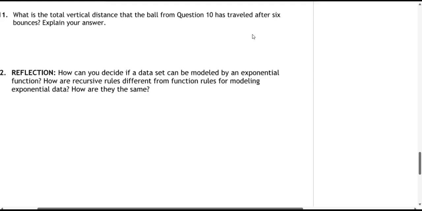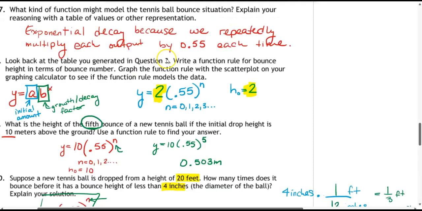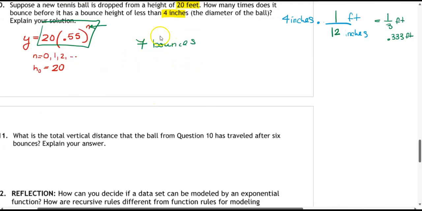All right, what is the total vertical distance that the ball from question 10 has traveled after 6 bounces? Explain your answer. Okay, what I just need to do is take all of the values that I have for each of these bounces. So that means that I need to take, when I plug in 0, 1, 2, 3, 4, 5, and 6 in here. So let's go ahead and do that.